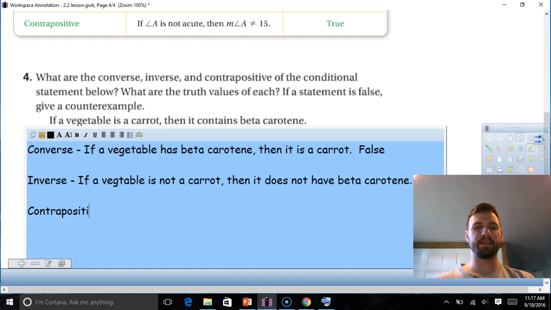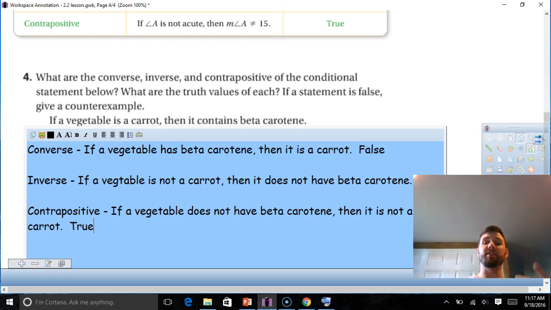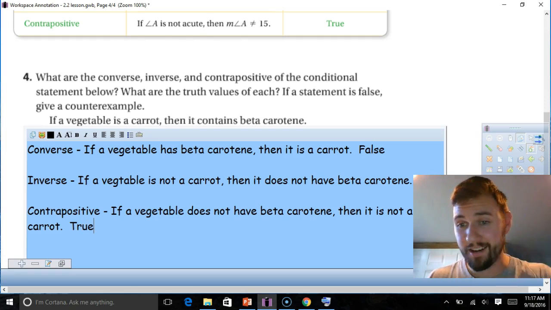Contrapositive. Now, we flip it and negate it. So, if a vegetable does not have beta-carotene, then it's not a carrot. That's true. Because if it doesn't have beta-carotene, it can't be a carrot. Carotene, carrot, makes sense.